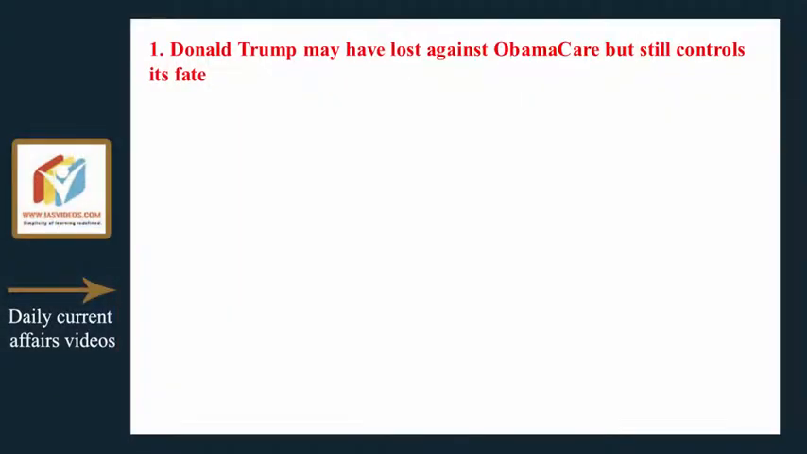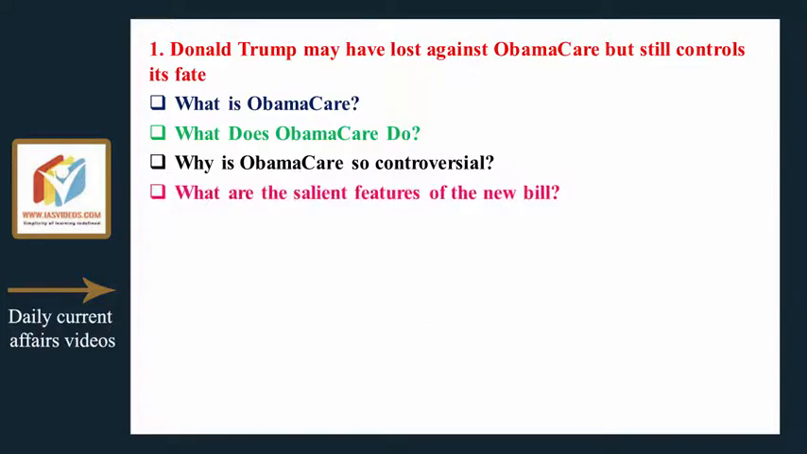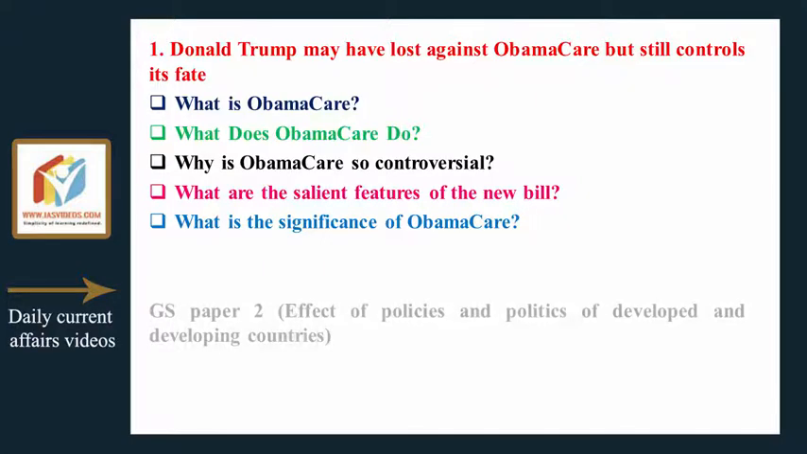Donald Trump may have lost against Obamacare, but still controls its fate. What is Obamacare? What does Obamacare do? Why is Obamacare so controversial? What are the salient features of the new bill? What is the significance of Obamacare? GS Paper 2, Effect of Policies and Politics of Developed and Developing Countries.